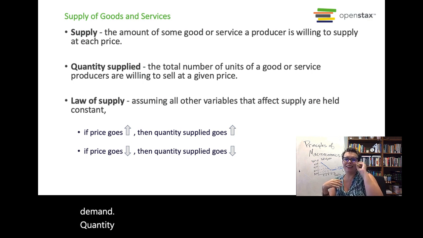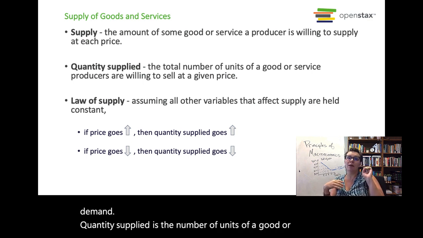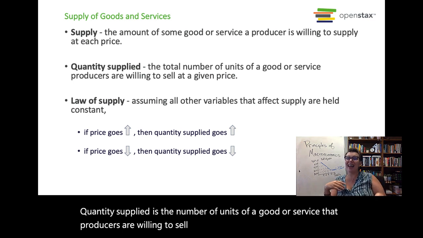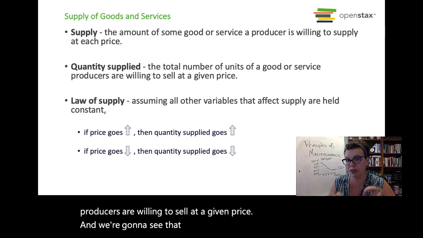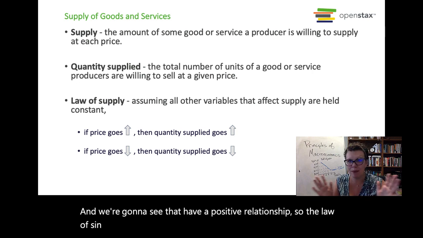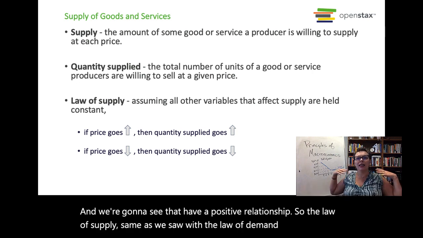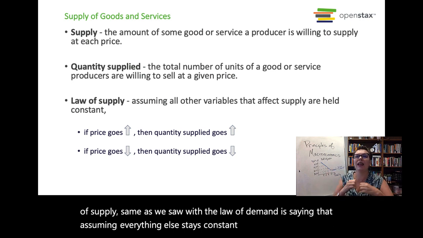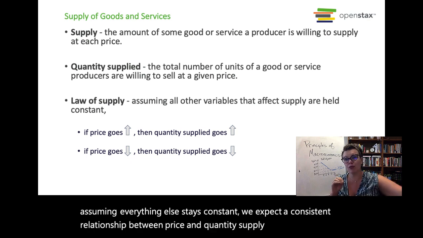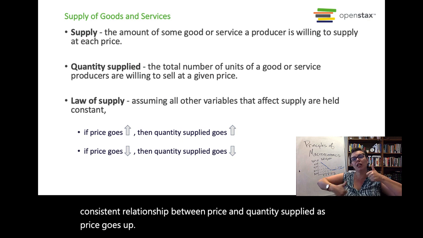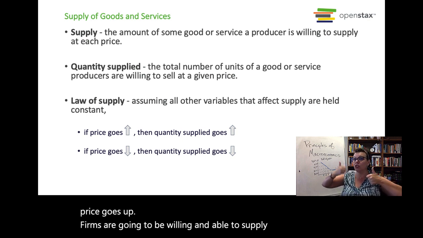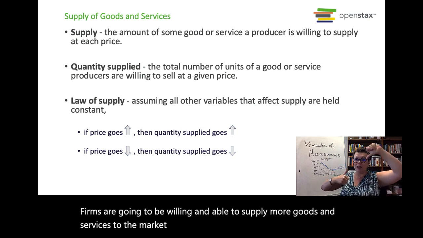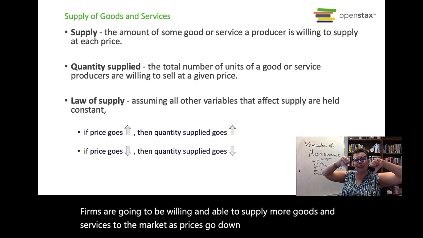Quantity supplied is the number of units of a good or service that producers are willing to sell at a given price. And we're going to see a positive relationship. The law of supply, same as we saw with the law of demand, says that assuming everything else stays constant, we expect a consistent relationship between price and quantity supplied. As price goes up, firms are going to be willing and able to supply more goods and services to the market. As prices go down, quantity supplied is going to go down.